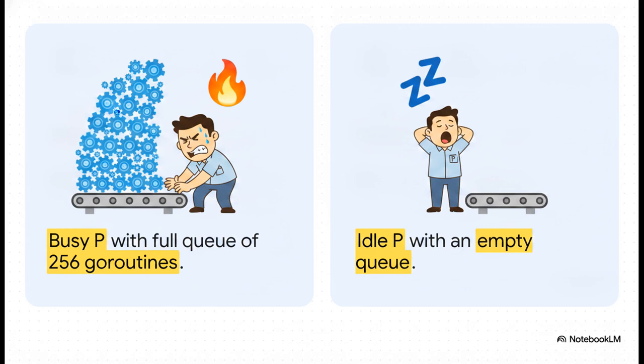Okay, picture our processors as workers on a factory floor. One worker is just completely slammed. Their local run queue is maxed out at 256 goroutines. Meanwhile, the worker right next to them is just standing there with a totally empty queue. Now, if we relied strictly on those local queues, the CPU core attached to that idle worker would be doing absolutely nothing, while the other core is heavily bottlenecked. That is wasted potential, right? And if there's one thing the Go runtime hates, it's wasted potential.